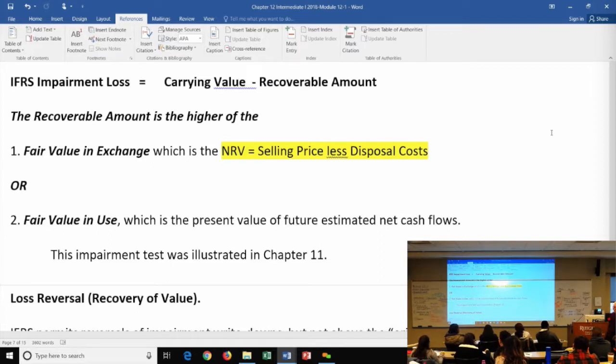Yeah, no recovery under US GAAP on any asset, except if you're holding it for sale. And you can only recover the loss up to the original carrying value. IFRS allows you to recover everything. Plant assets, but not everything. Every type of asset, up to original carrying value as well. Any other questions on impairment?